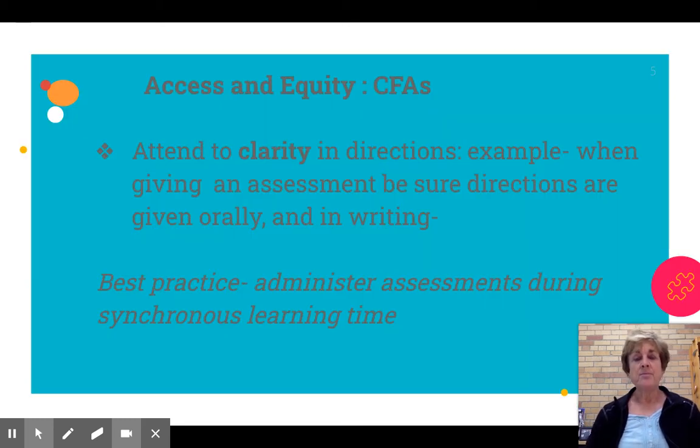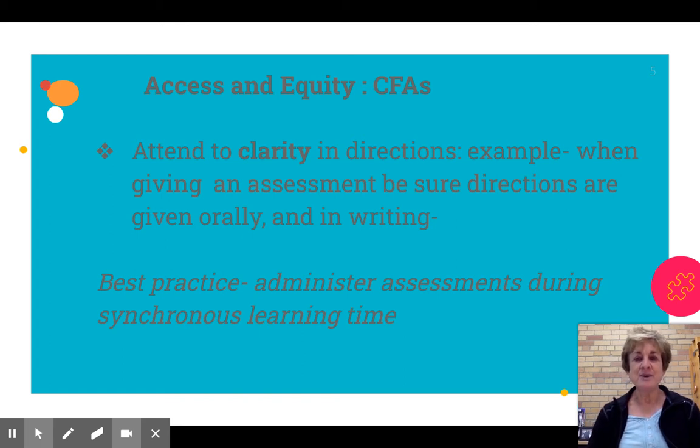Another point of best practice is access and equity, clarity around directions. This is huge. I've been reading and talking with people, and this is one of the biggest factors that is a shift. You might think online, I'm just going to give them this assessment and they can do it on their own. Best practice says no. And there are a few reasons why.